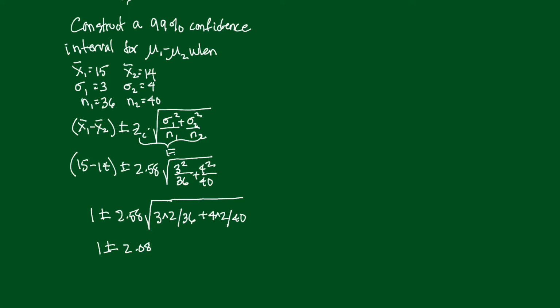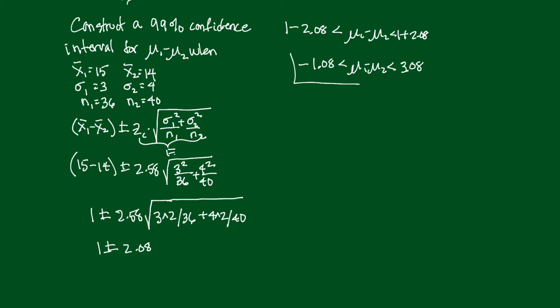So here's what we're looking at. I'll do it at the top here. We get 1 minus 2.08 that is less than mu1 minus mu2, which is less than 1 plus 2.08. And when we actually make these computations, 1 minus 2.08 is negative 1.08. That is less than mu1 minus mu2, which is less than 1 plus 2.08 is 3.08. And there is our 99% confidence interval for the difference of those two means.